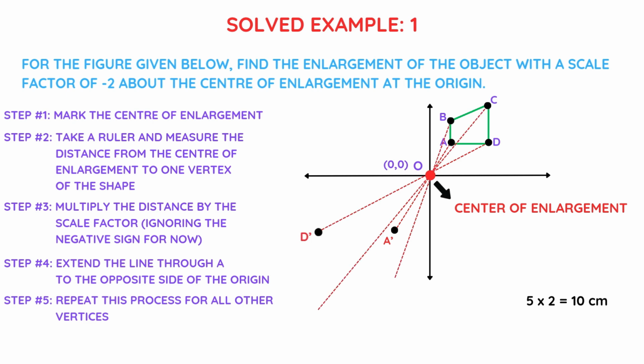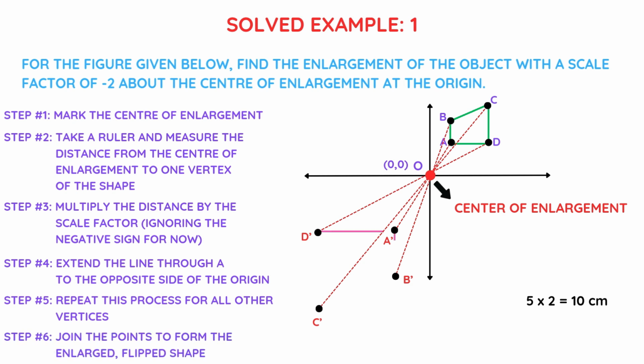Label the new points as B', C', and so on. Finally, for step number 6, join the points to form the enlarged, flipped shape. This final figure is the answer to our question.